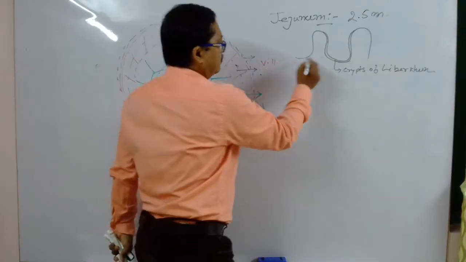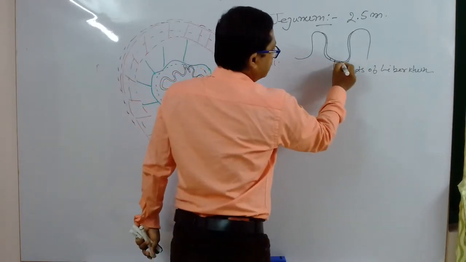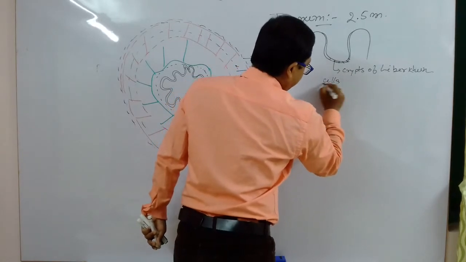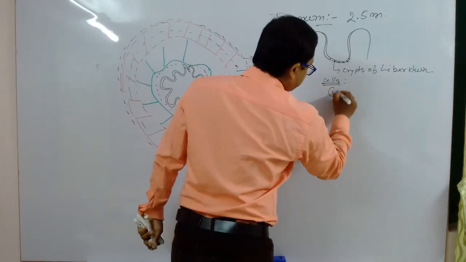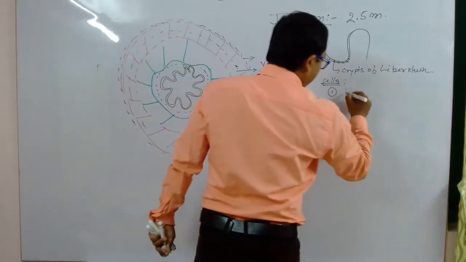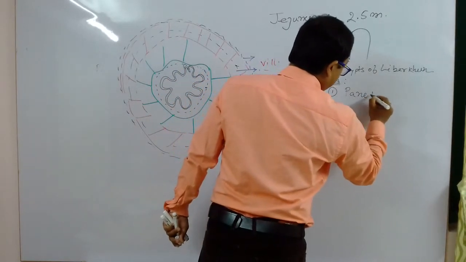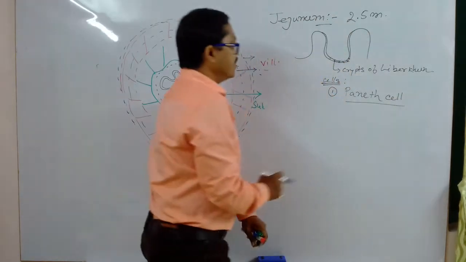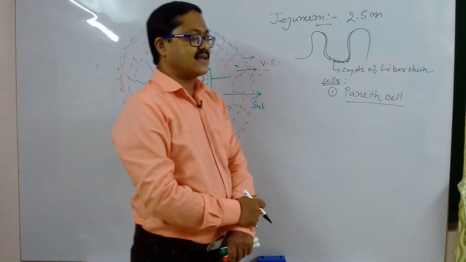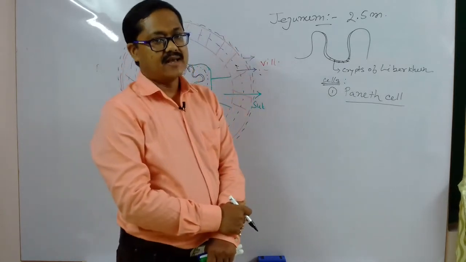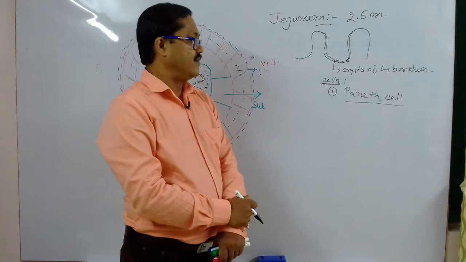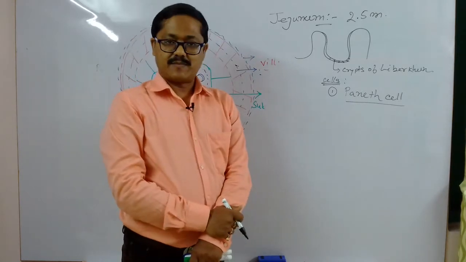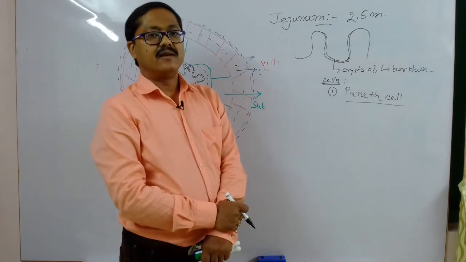Crypts of Lieberkühn contain several types of cells. The first cell of the crypts of Lieberkühn is the Paneth cell. This is a salient feature of the small intestine. The Paneth cell is present in the small intestine, and instead of the Paneth cell, in the large intestine a cell called the mucous cell is present. Paneth cell is totally absent in the large intestine.